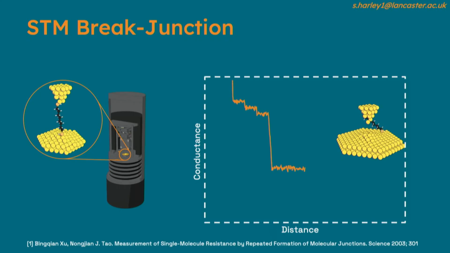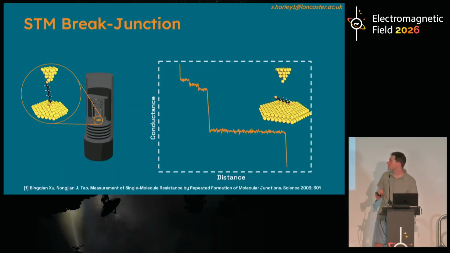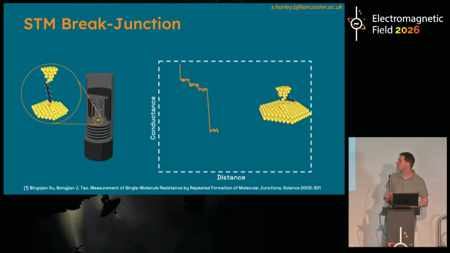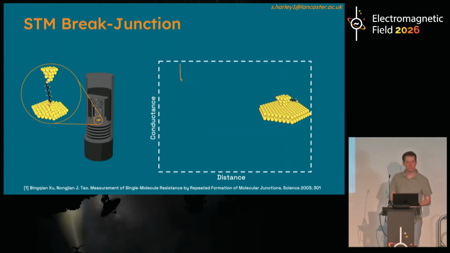So this is a really powerful technique. The problem is that you need an STM for it. And an STM is typically on the order of £500,000 to £5 million. And even if you have one, they're not really designed for these kinds of niche measurements. They're designed for high-resolution imaging. So then you have to take your super expensive, nice piece of equipment and start modifying it.